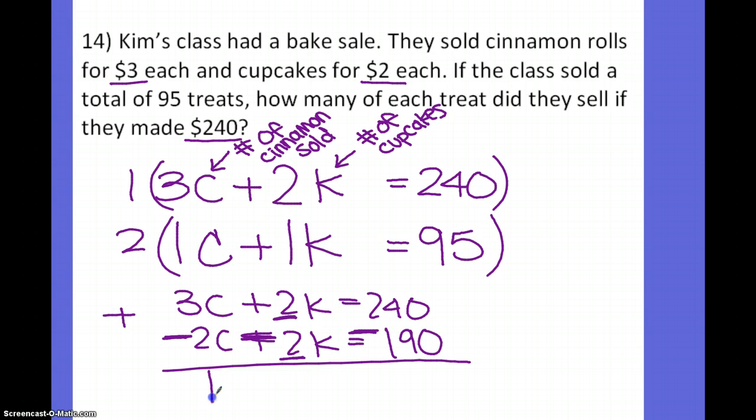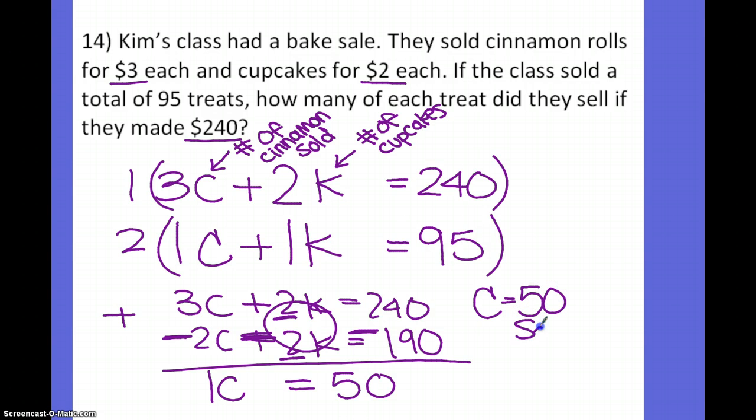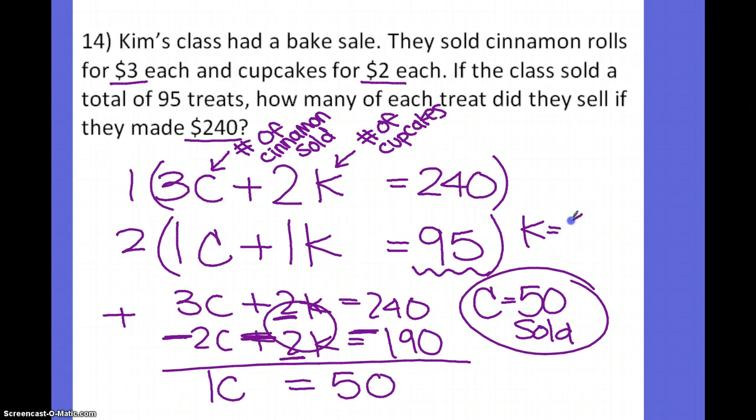3 plus negative 2 is 1C. 2 and negative 2 make 0. And 240 and negative 190 make 50. So C is equal to 50, or 50 cinnamon rolls sold. And now if there were 95 total sold of both, how much more do I need to sell of the cupcakes? Well, I would need to sell 45 more cupcakes to get that 95 total.